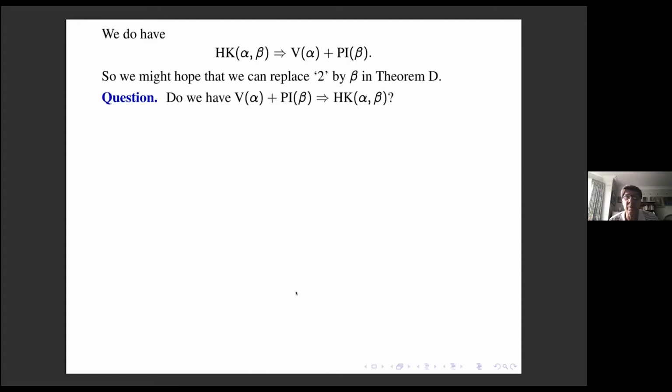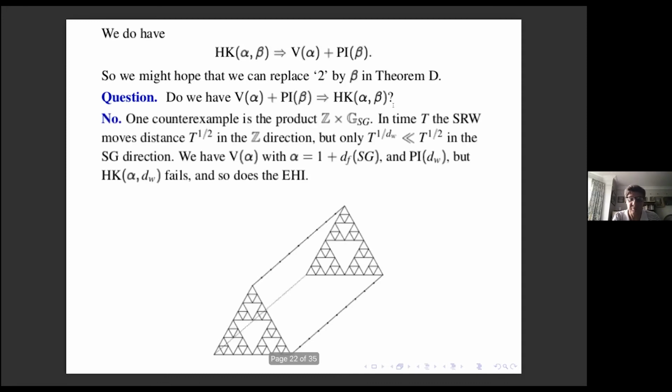So it turns out that we do have that the HK(alpha, beta) bounds imply V(alpha) and the Poincaré inequality with index beta. So we could hope that we can just replace the 2 by beta in Theorem D and have the other implication here. In other words, that V(alpha) plus PI(beta) implies HK(alpha, beta). But unfortunately, that's not true. And here is one counterexample.